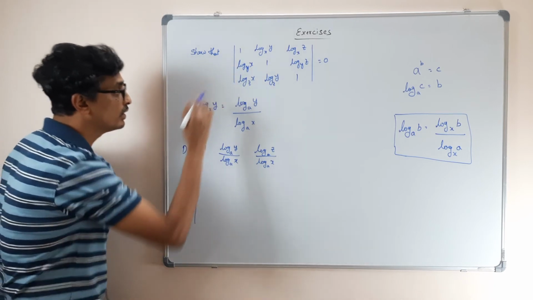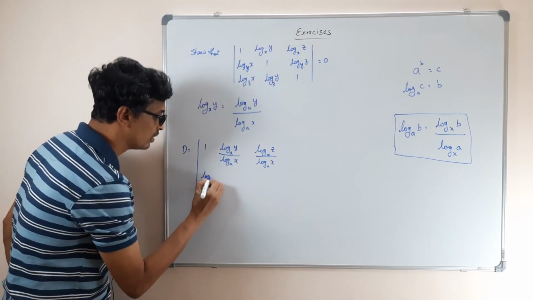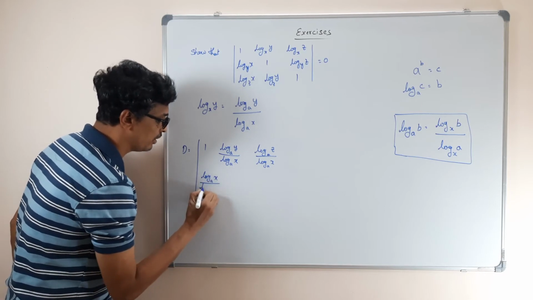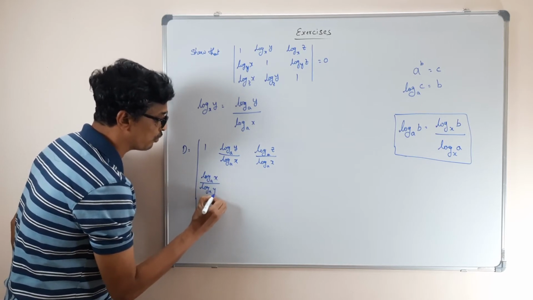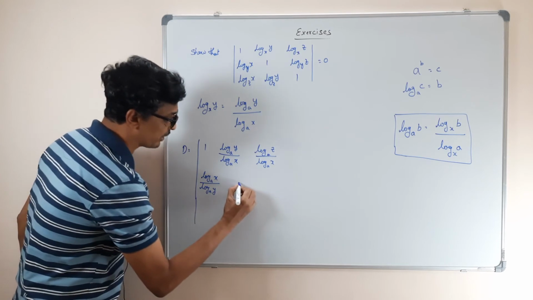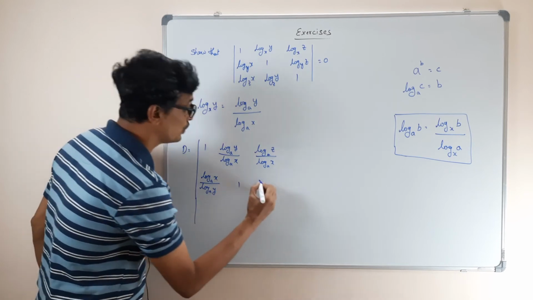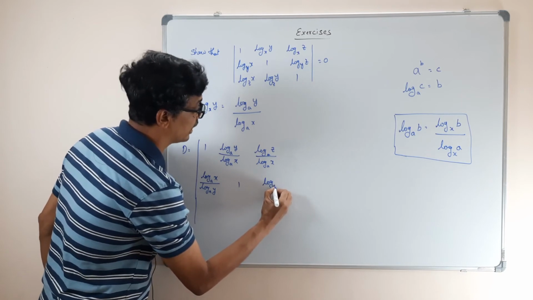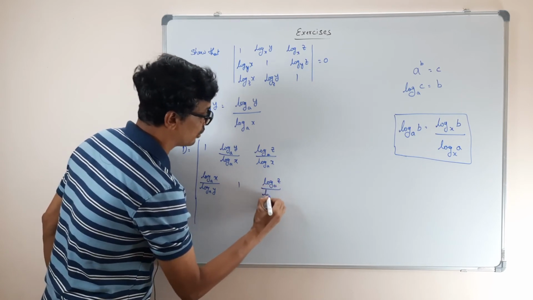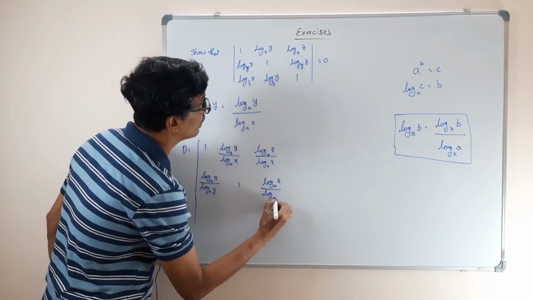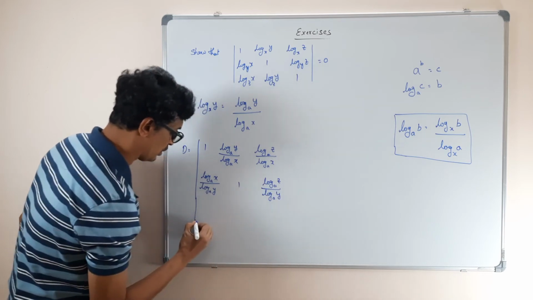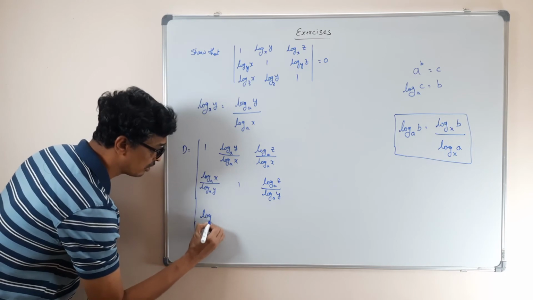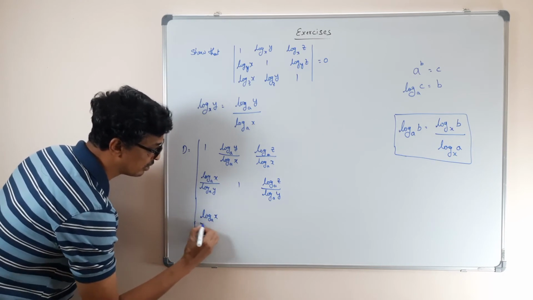Similarly, we will write the second one. So this will be what? Tell me. Log base a of x divided by log base a of y. Let me write it as 1. We will work on this also. Log base a of z divided by log base a of y. So now tell me the last one. What will it be? Log base a of x divided by log base a of z.